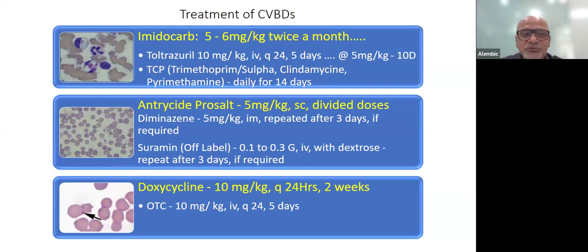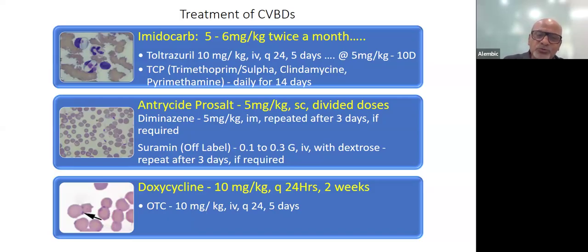Likewise, in hepatozoonosis also, I forgot to mention, you can use atropine sulfate before giving the imidocarb injection, because sometimes there is an adverse reaction. There could be a nodule formation and cholinergic symptoms may be exhibited.